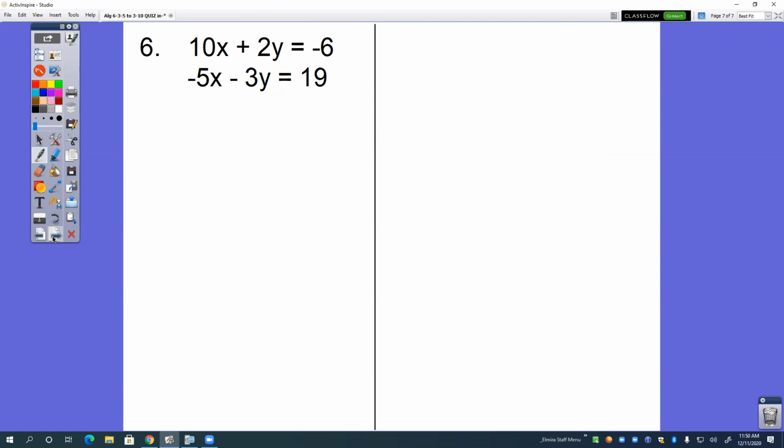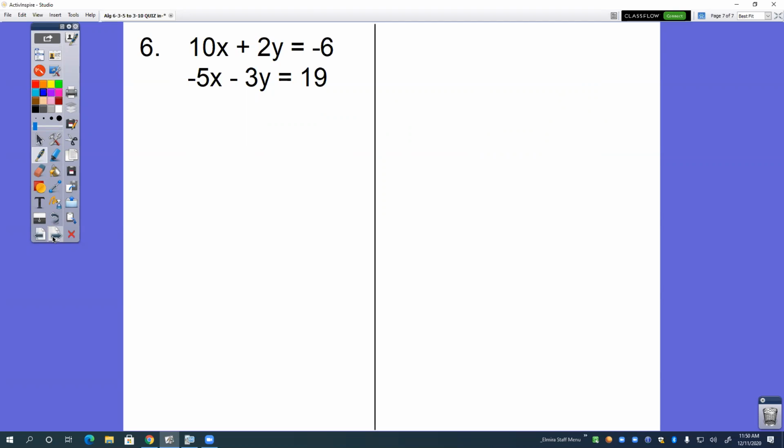Well, you have your choice on whether you want to do the x's or whether you want to do the y's. However, I think in this one, the x's are easier. How do I know that the x's are easier? Is because 5 goes into 10 evenly. 2 does not go into 3 evenly. You could use the y's, and we'll get to that in a second, but I would use the x's.